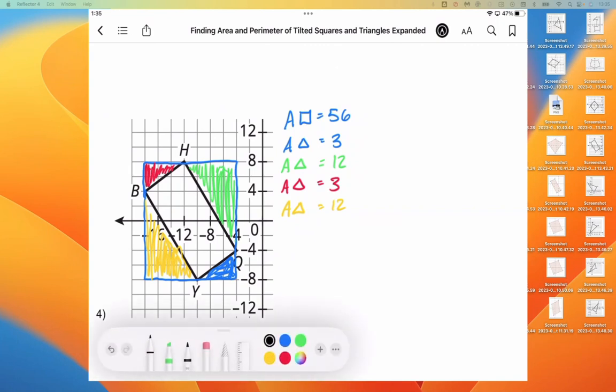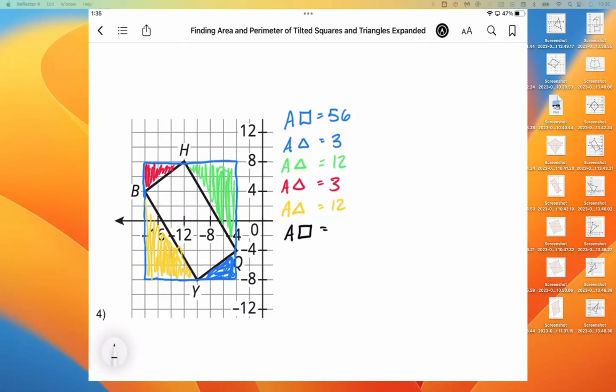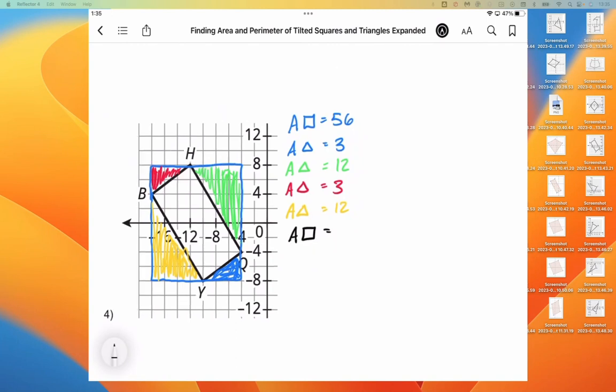So to find the area of the black rectangle, we have 56 minus all those triangles that are on the outside of it. So if I add all those up, I get 24 plus 6 is 30. So 56 minus 30 is 26.